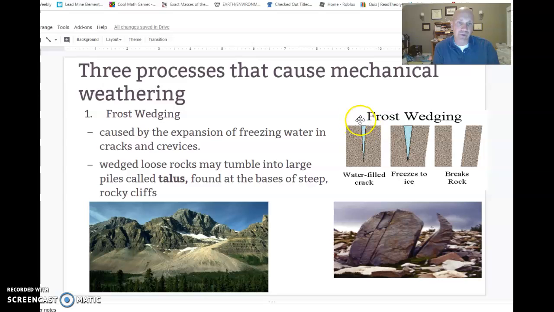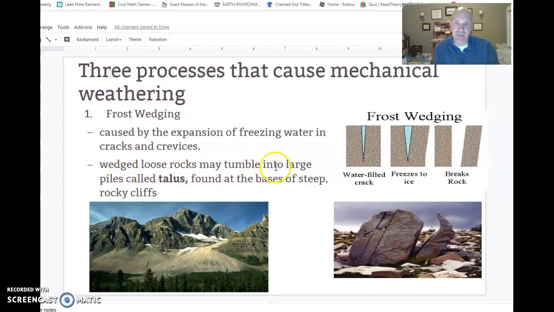If it rains, that water can get into that crack. Then let's pretend that it gets cold at night. When that water freezes, it expands a little bit, and so it forces these rocks apart a little bit, and when that happens, that can cause these rocks to crack.